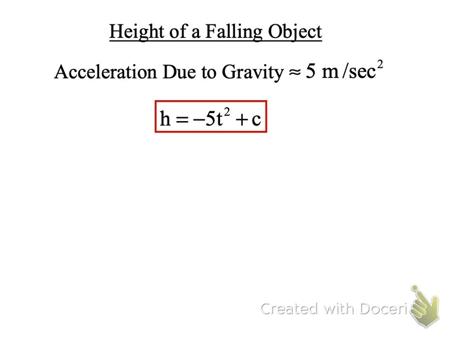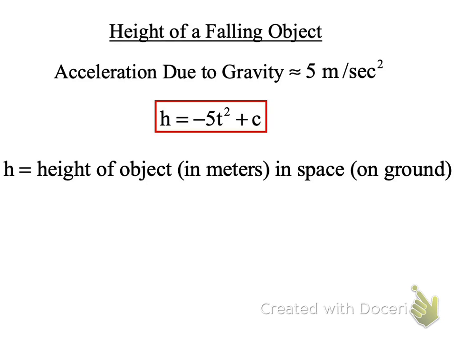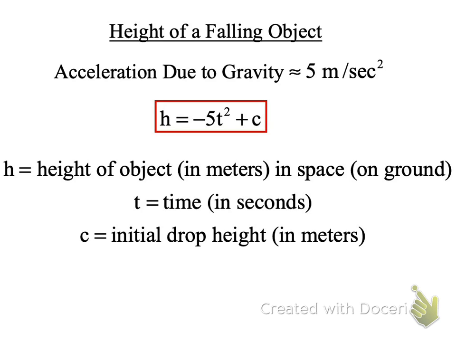Now, what these different variables, or the positions that these variables are in, stand for. H is the height of the object. I always like to say your ending height. The T stands for time in seconds. And C stands for your initial drop height. So H, remember, is your ending height. Many times they'll switch the variables around, but at the same position, it means the same thing. So pause the recording and take your notes.